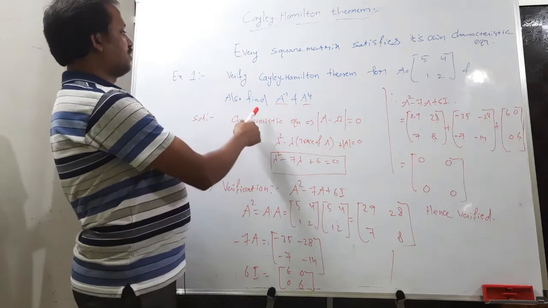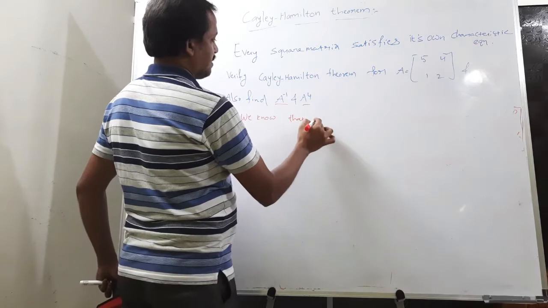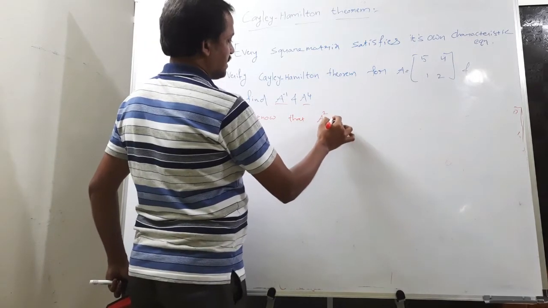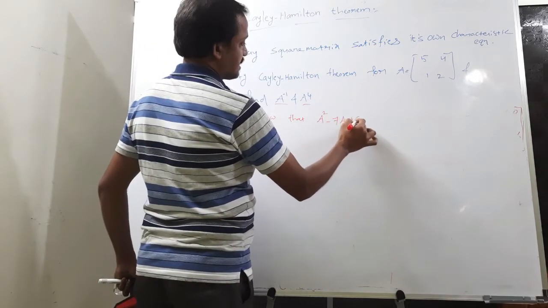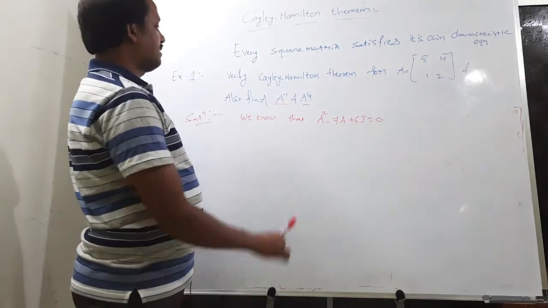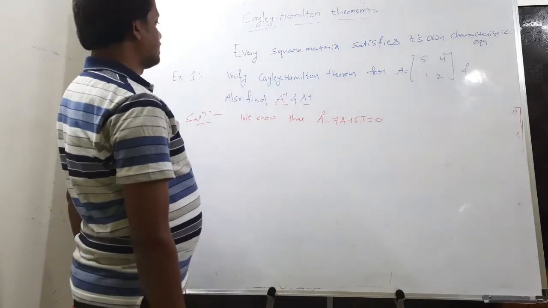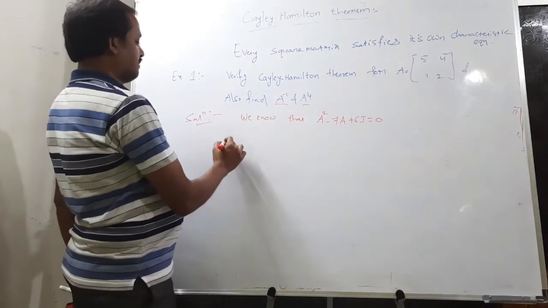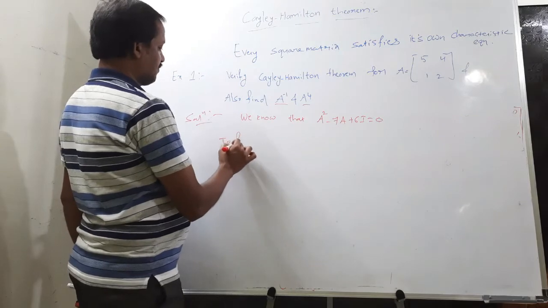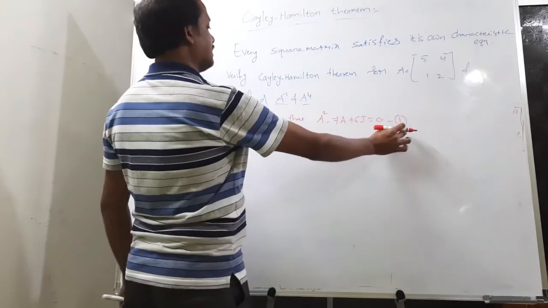Next thing, how to find A inverse and A power 4. A square minus 7A plus 6I is equal to 0. We already verified that A square minus 7A plus 6I is equal to 0. So we need to find A inverse. To find A inverse, suppose this is equation number 1.